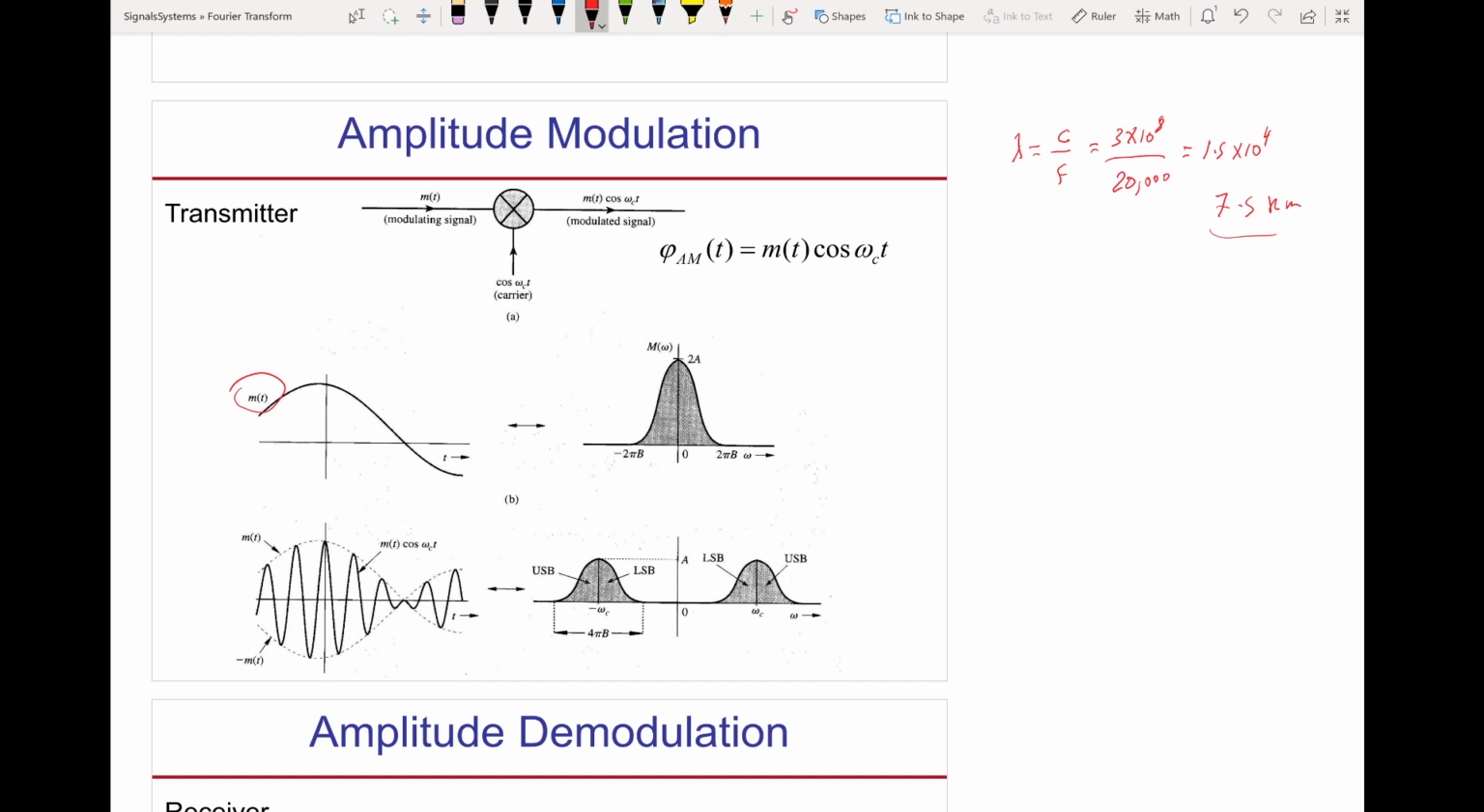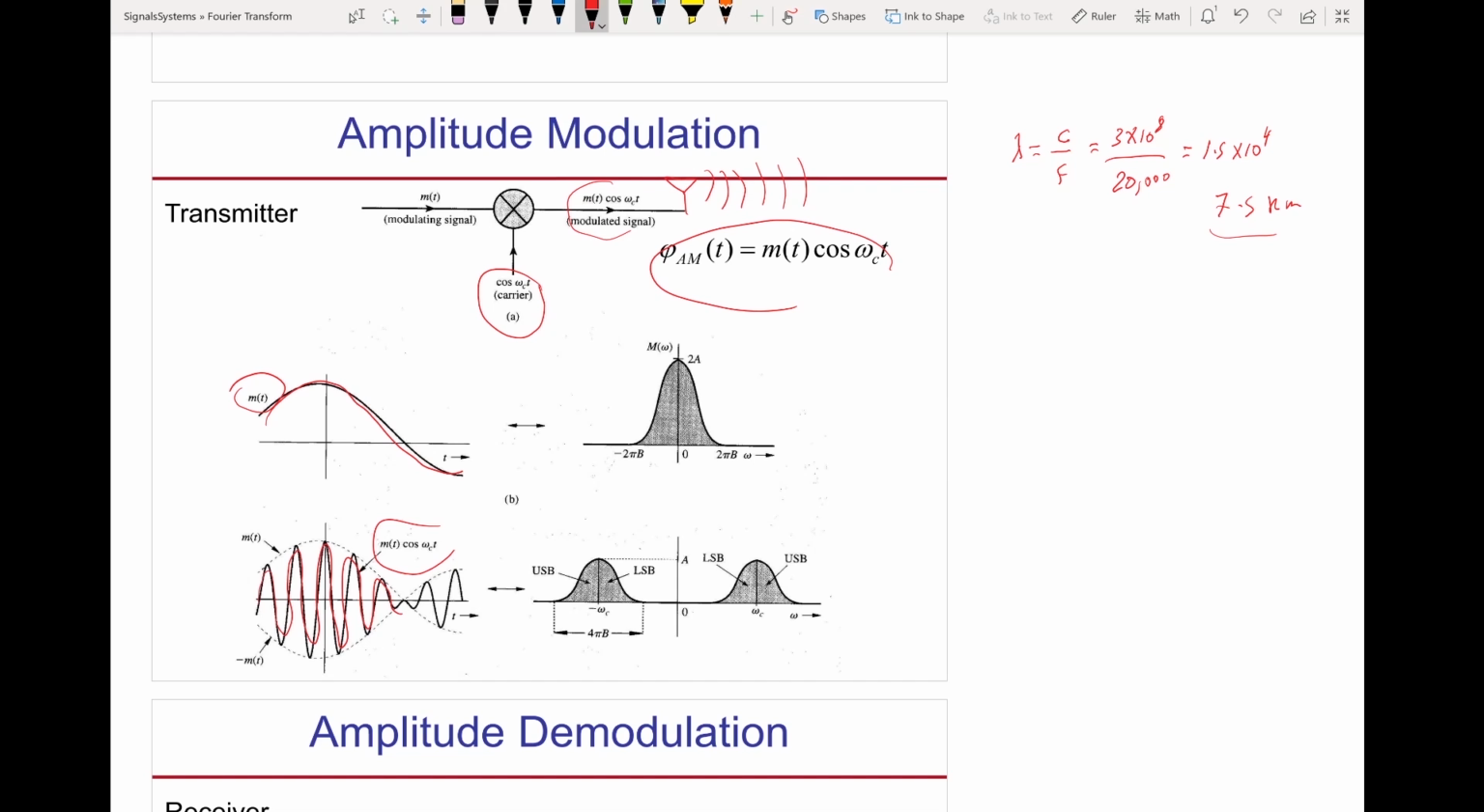When you hear AM on the radio in your car, you are hearing amplitude modulation. FM is frequency modulation. So how does it work? At the transmitter, they take the message signal m of t and multiply it by a carrier, which could be 100 megahertz. So this is the signal you will be transmitting, the modulated signal, m of t cosine omega c t. Then you take it through an antenna and you transmit it.